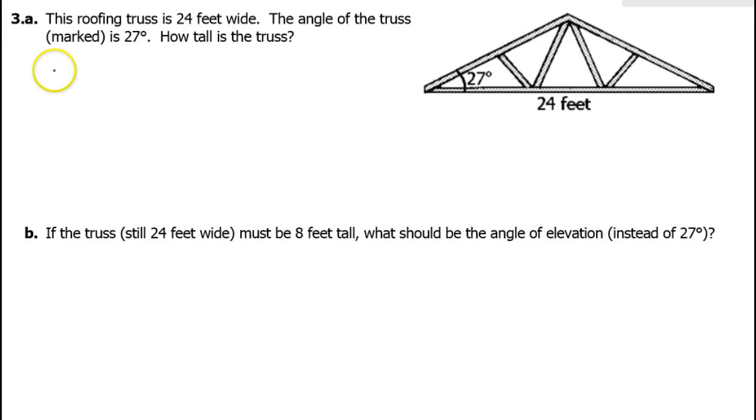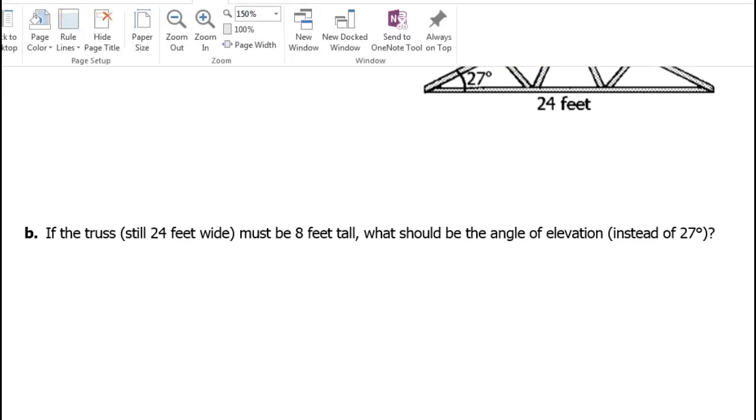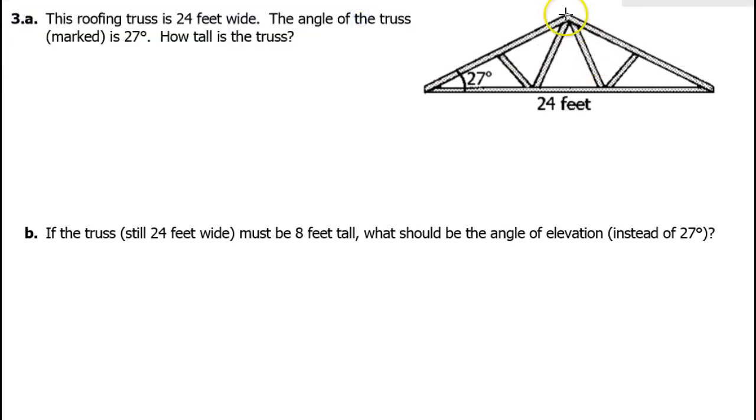Problem number 3a. This roofing truss is 24 feet wide, as you can see. The angle of the truss is 27 degrees, as you can see marked here. How tall is the truss? So the height of the truss would be like this, right down the middle. Let's see. Okay, this would be the height of the truss. And that is what we were supposed to find.